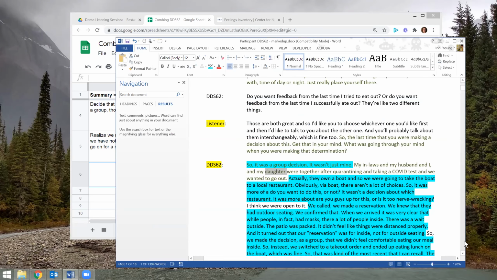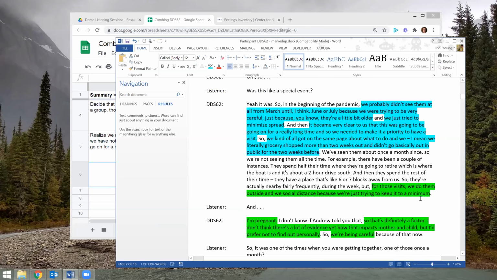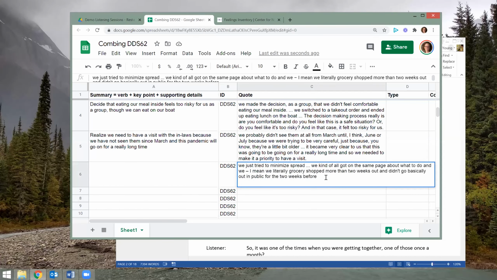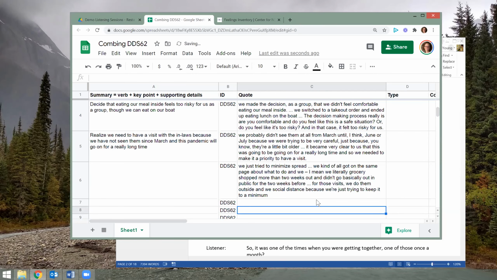Okay, so going back here. All right. So now, just a bunch of statements of fact about how far they are. For those visits, we do them outside with social distance because we're keeping it to a minimum. And that belongs with the second concept about minimizing spread. It's some thinking. I'm going to leave this one alone.